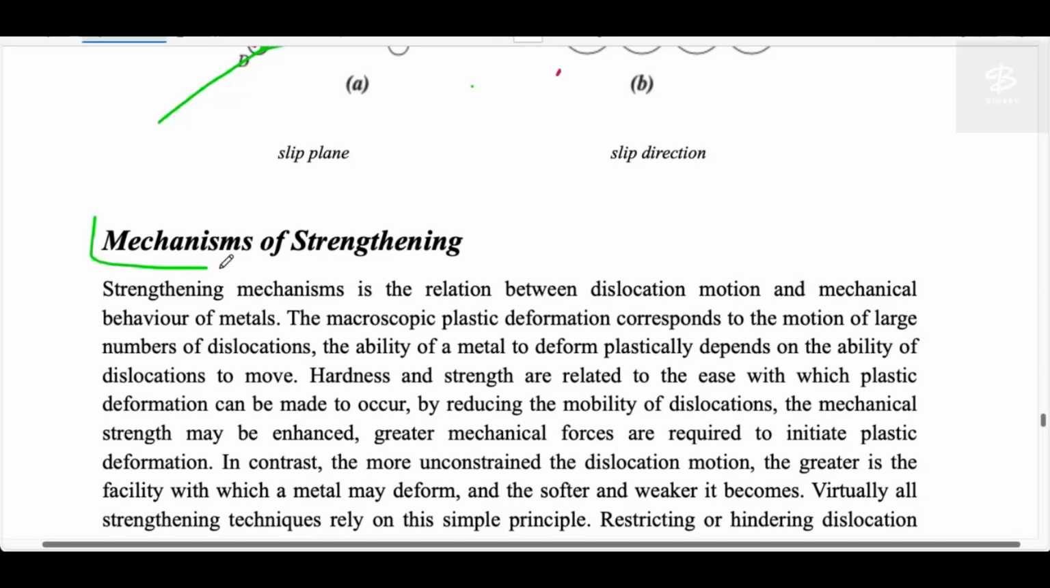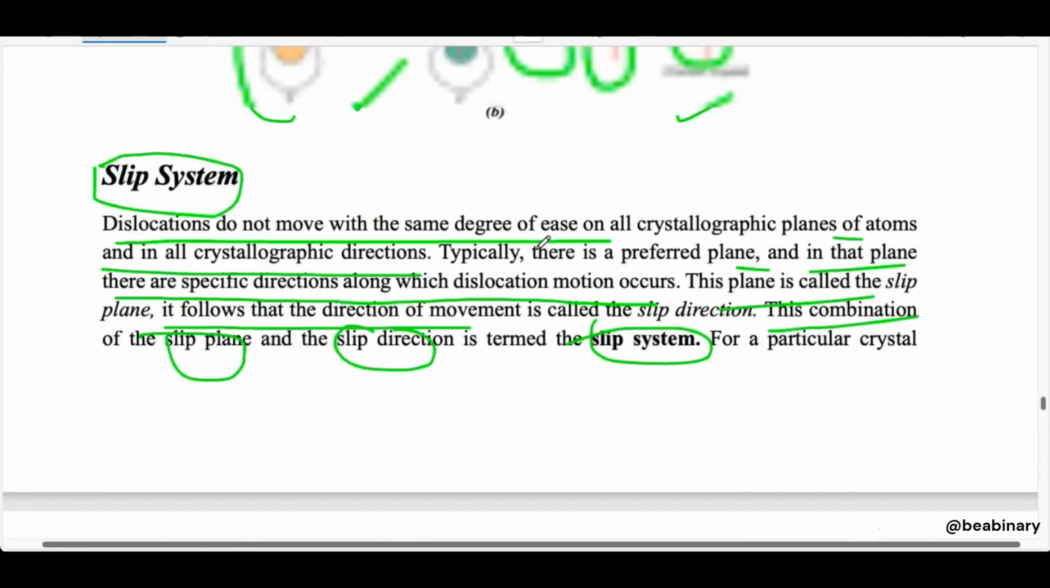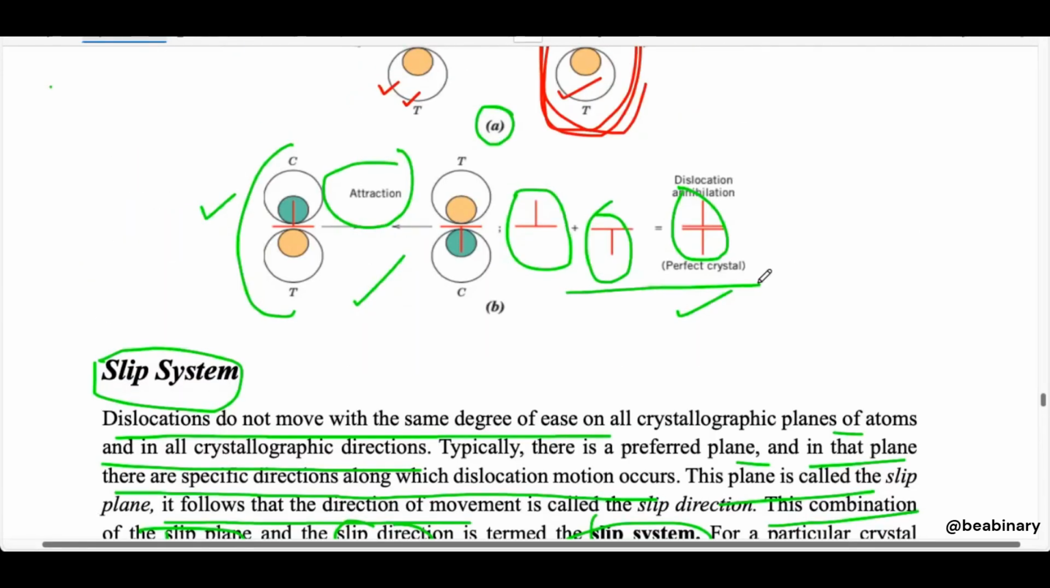Now come to the mechanism of strengthening. You have already known that whenever you come to imperfections or defects, you know what kind of defects there are, and those defects have the ability to slip. One advantage we have seen in this image is that if you have the perfect alignment, or if you do some external effort, you can take advantage of that dislocation to make your crystal perfect.